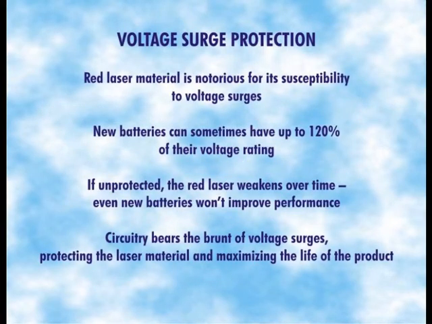You may have noticed with laser pointers that the output power weakens over time, even when a new battery is inserted. This is because red laser material is especially susceptible to voltage surges, especially when a new battery is inserted. Traditional VFLs employ special circuitry that protects the fragile red laser material from voltage surges when new batteries are inserted. This protection circuitry ensures the red laser will not only maintain its brightness over the life of the unit, but will make the unit last much longer than a pen-style VFL.